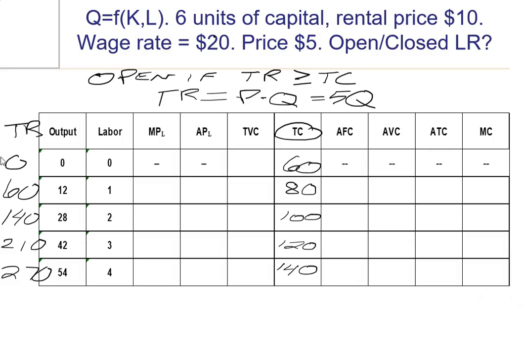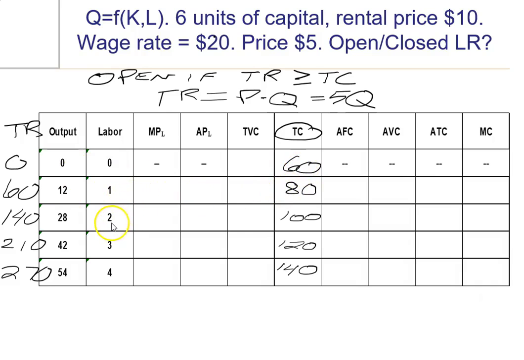So at the profit maximizing level of output, will this firm be open or closed? In this example, we're going to compare our total revenue with our total cost. And at the profit maximizing level of output, is this true? Is total revenue bigger than or equal to total cost? We see initially when you have no workers and no output, of course, total cost is larger. Total cost is also larger when we have our first worker.